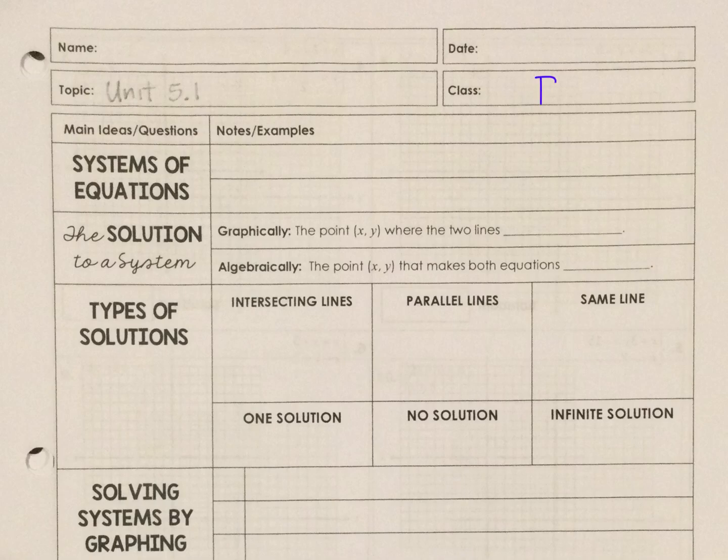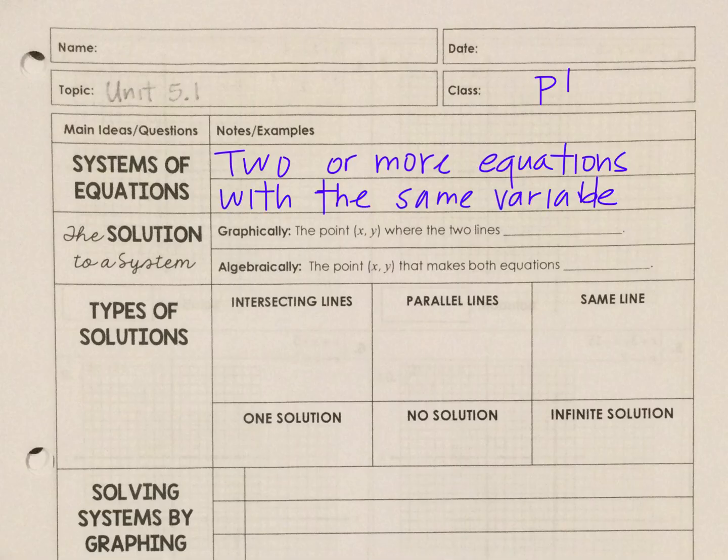All right, we're starting a new unit, and this is page 1. We're talking about systems of equations. Systems of equations are two or more equations with the same variable. So, there's two ways we can solve systems of equations.